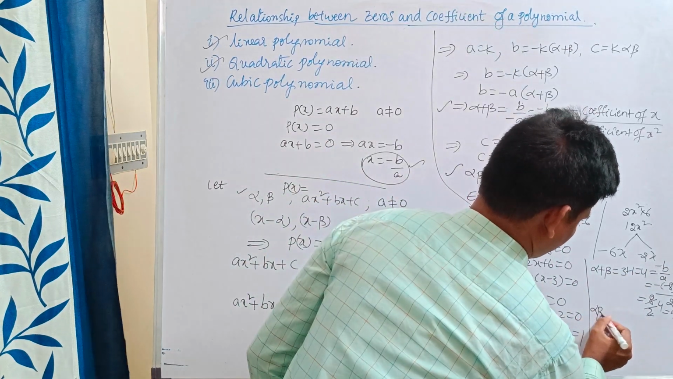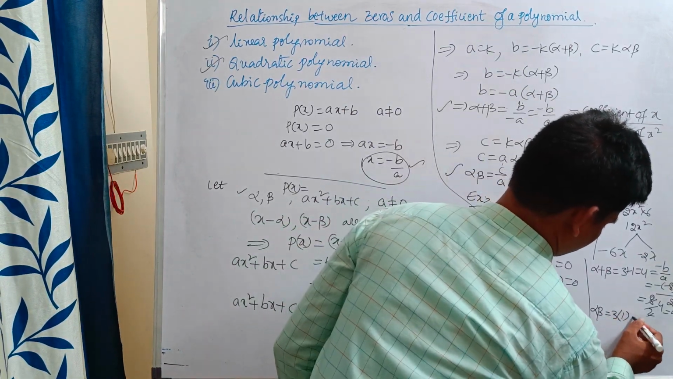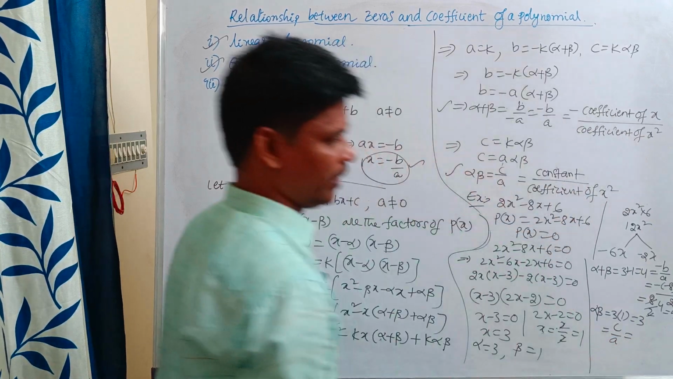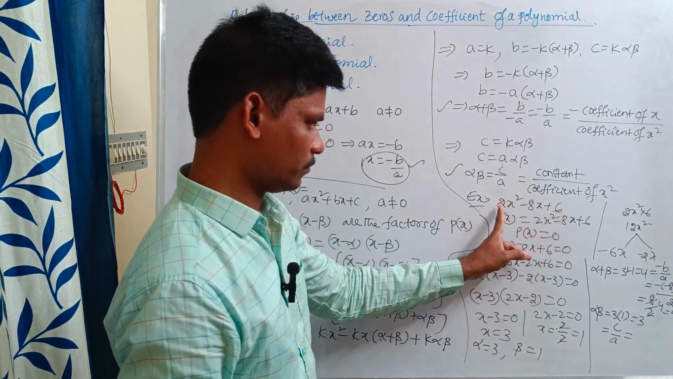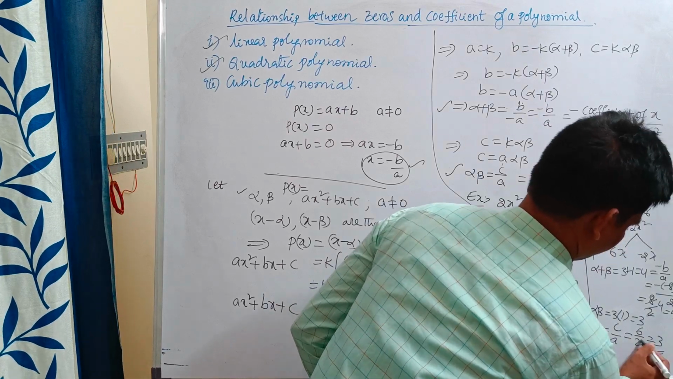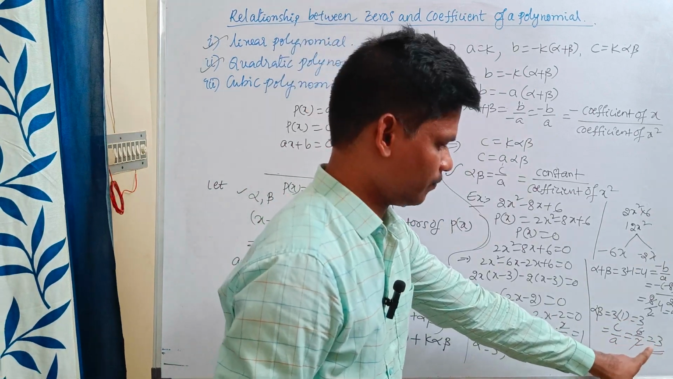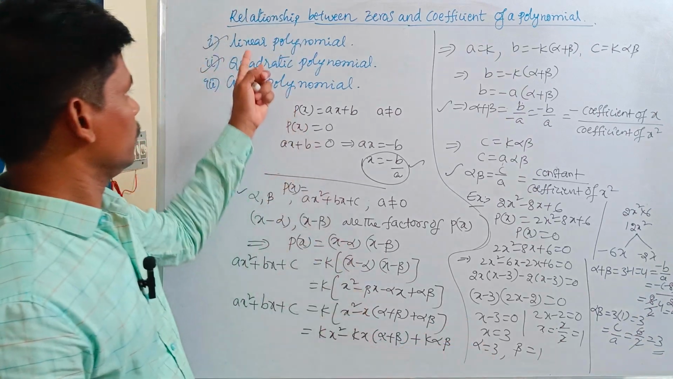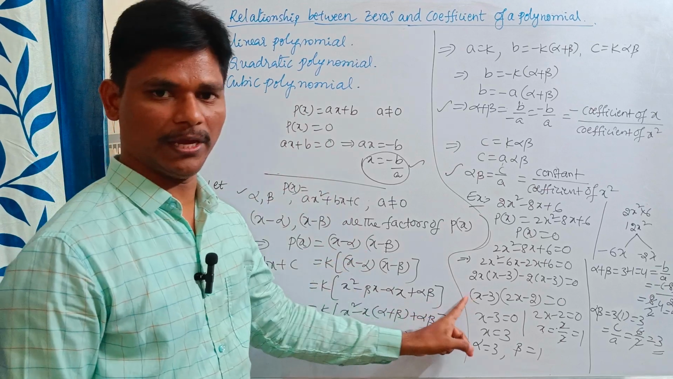Next, product of the zeros, alpha into beta, is 3 into 1, that is equal to 3. The formula is c by a: constant divided by the coefficient of x square. The constant is 6, divided by the coefficient of x square, 2. 6 by 2 is equal to 3. So the product of the zeros and the coefficient ratio are both the same. So this is about the relationship between zeros and coefficients of a quadratic polynomial.